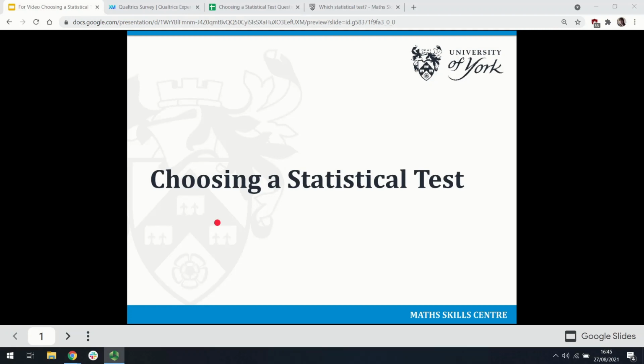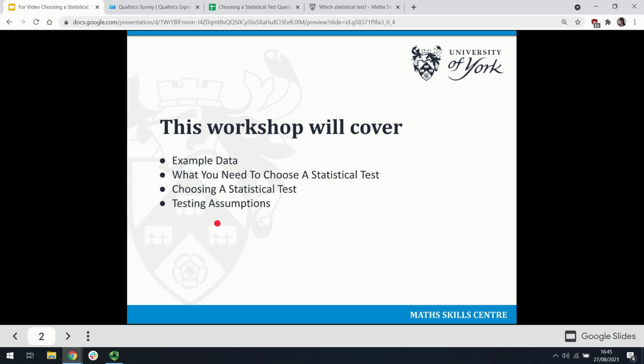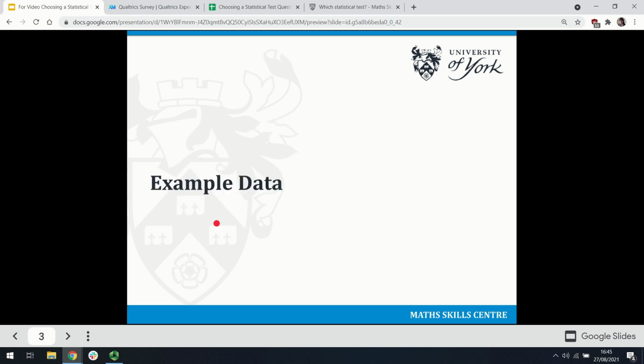This is a workshop on choosing a statistical test, and we cover the example data we use and what you need to choose a statistical test. We use examples to demonstrate how you go about choosing a statistical test. And then we finish by talking about assumptions, because that'll affect what test you end up using in some cases.